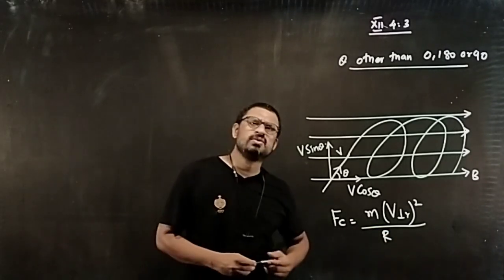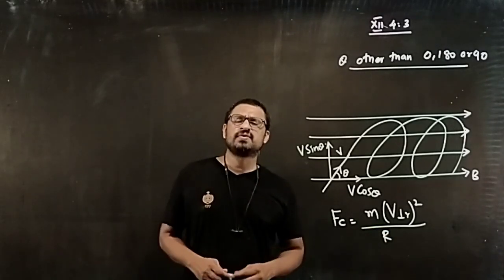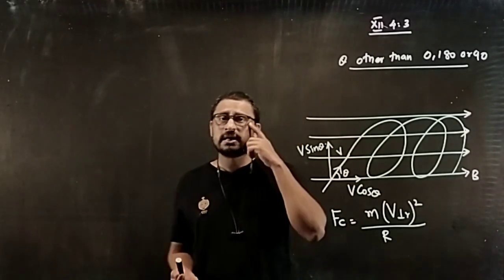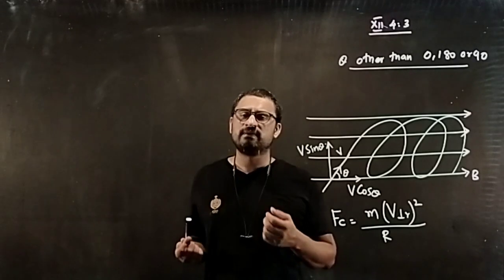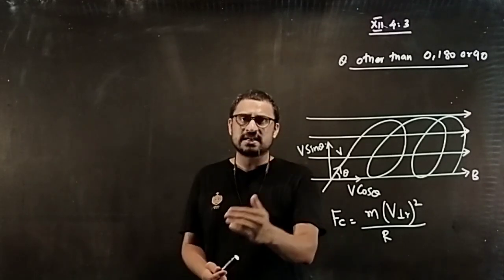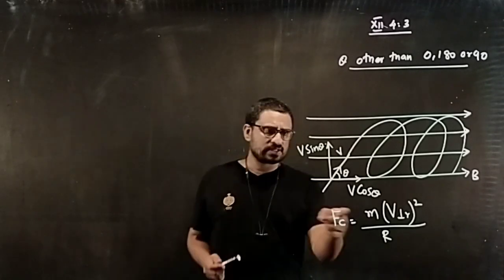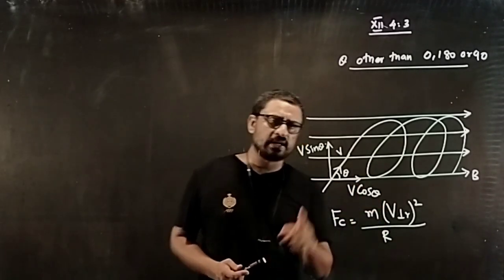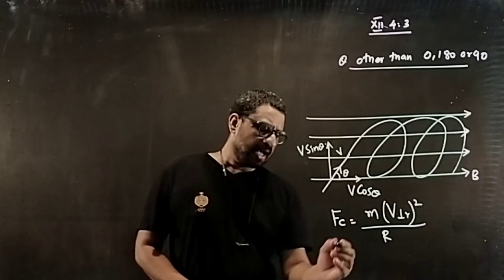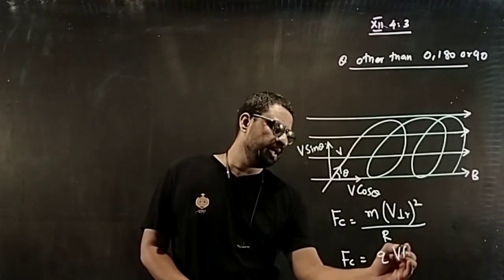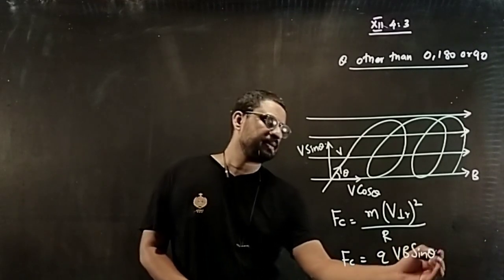Why? Because in uniform circular motion, when we take the centripetal force, it is mv square by r, where v stands for tangential velocity. Here tangential velocity is v perpendicular, which is v sin theta only. And Fc is provided by qvB sin theta, isn't it?